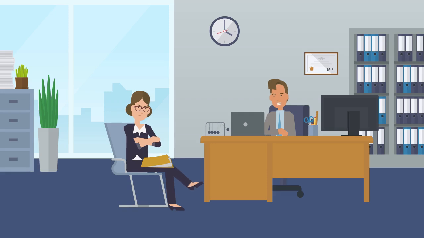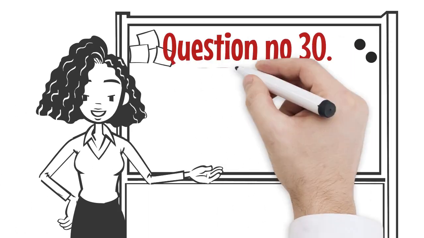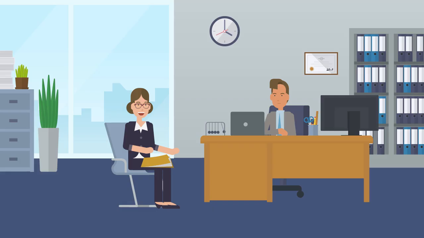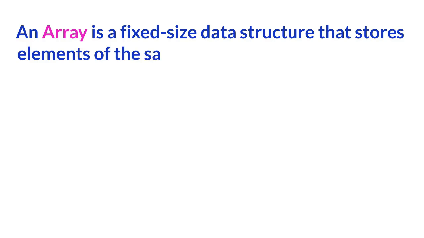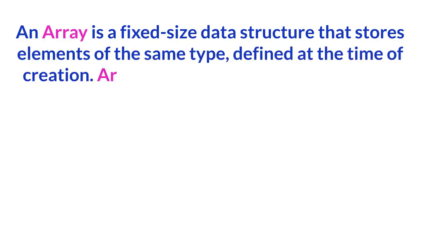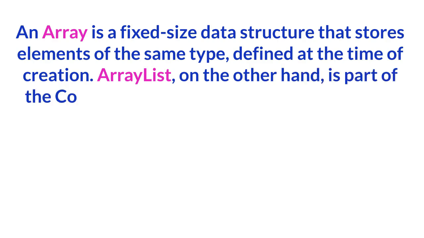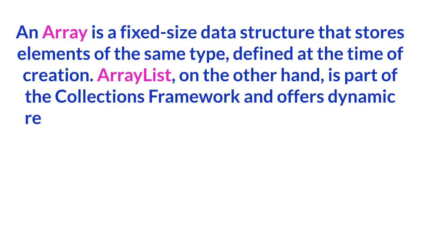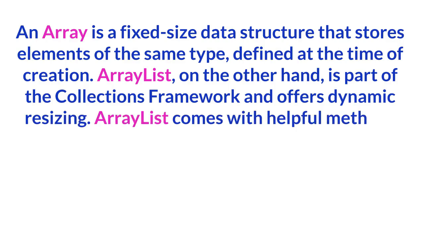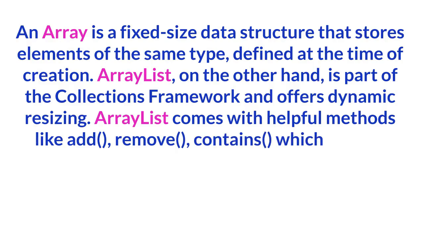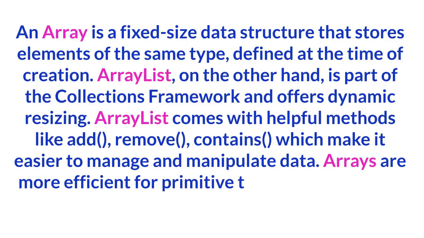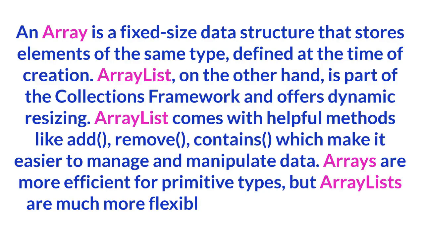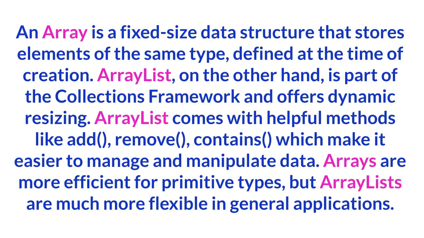What is the difference between an array and an ArrayList in Java? An array is a fixed-size data structure that stores elements of the same type, defined at the time of creation. ArrayList, on the other hand, is part of the collections framework and offers dynamic resizing. ArrayList comes with helpful methods like add, remove, contains, which make it easier to manage and manipulate data. Arrays are more efficient for primitive types, but ArrayLists are much more flexible in general applications.